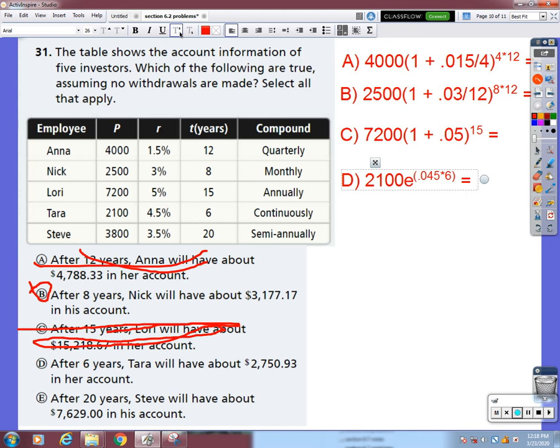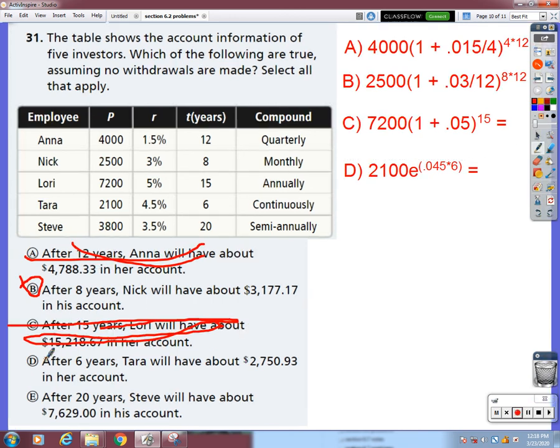2,100 times e to the 0.045 times 6. So she ends up with 2,750.93. Yep, so that is winner, winner, chicken dinner.